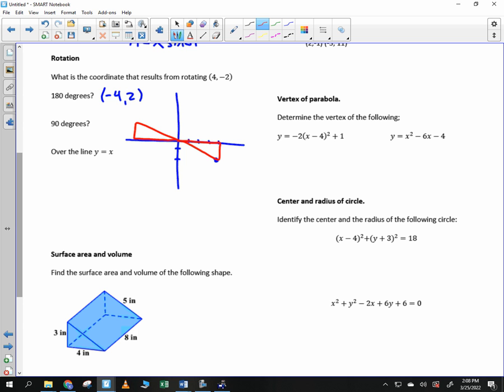So -4, +2. Suppose you're going to rotate it 90 degrees counterclockwise. Well, then just take the triangle and rotate it like that. Anybody know what that new coordinate's going to be right there? 2, +4, right? Based on quadrant.